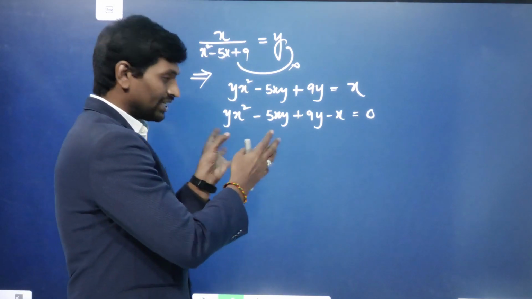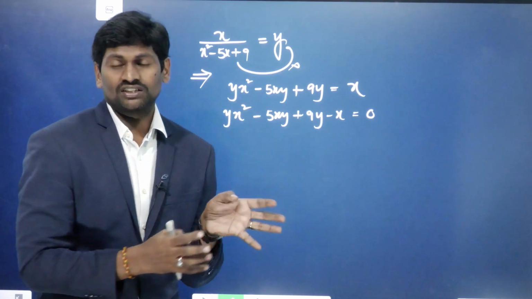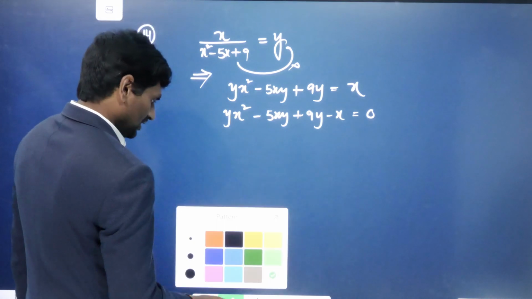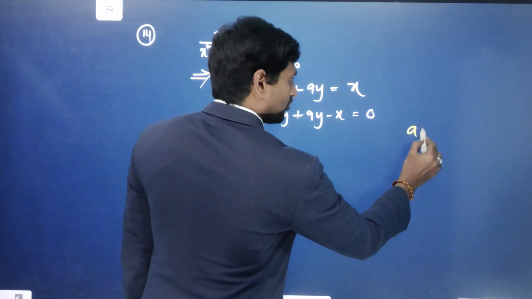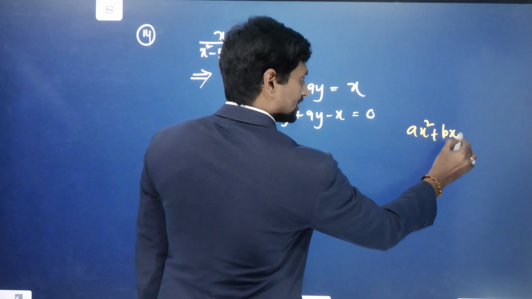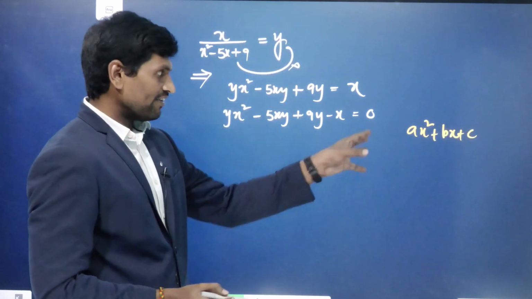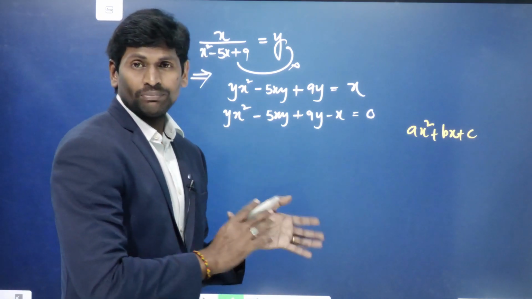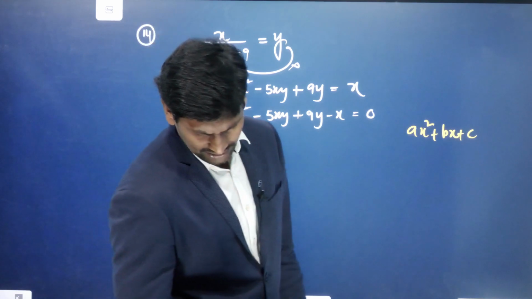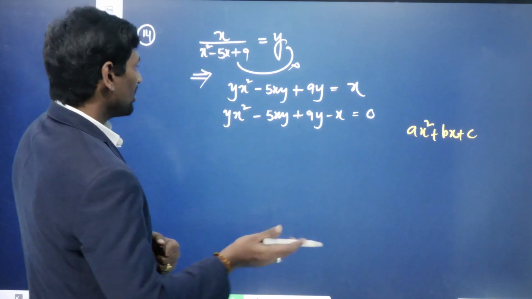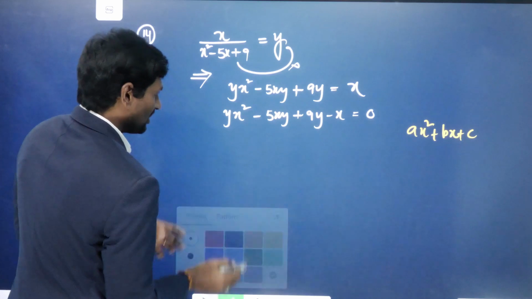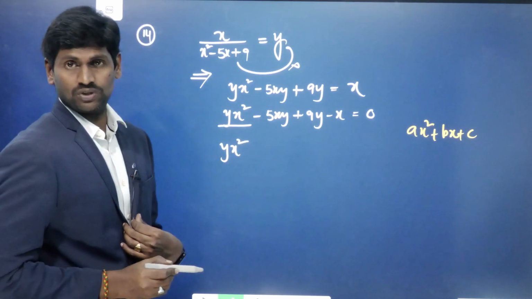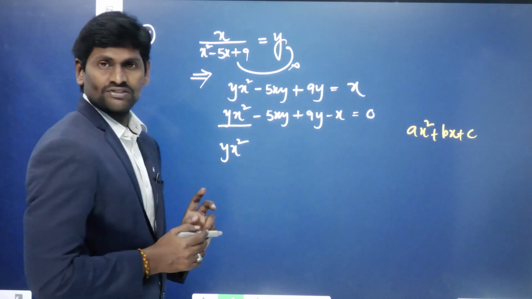Now let us check the x square. That means we need to compare this quadratic equation with the general form, ax square plus bx plus c. We need to identify the a value, b value and c value. Then we should find the minimum or maximum value. Here you are asking for the maximum value. While checking, we have only one x square term, yx square. So we got the a value as y.